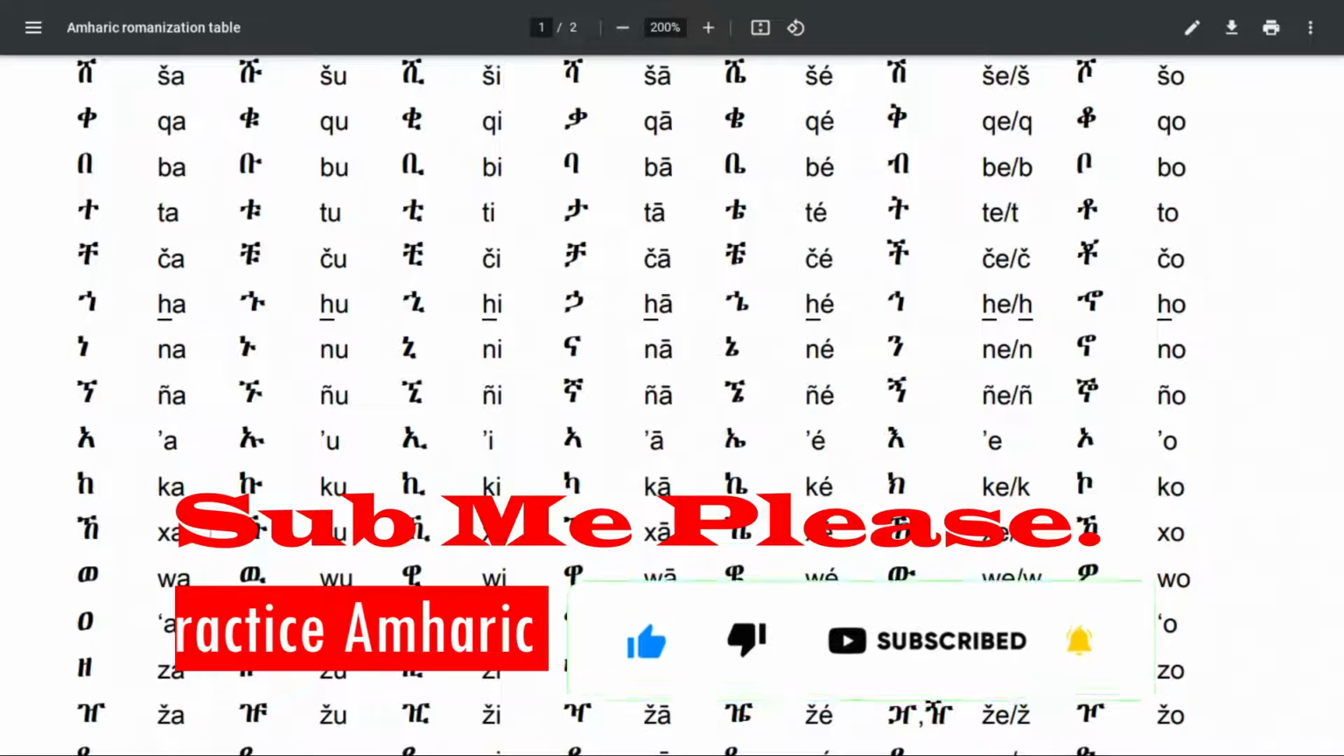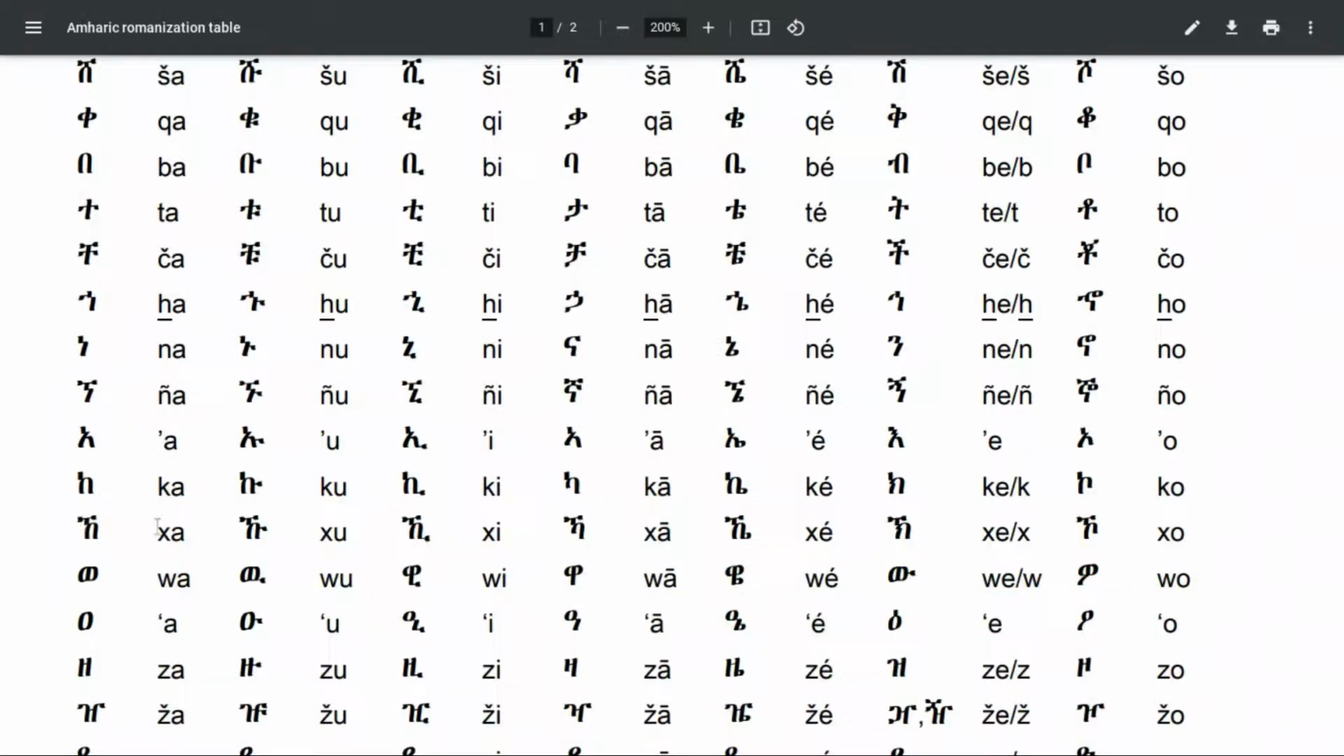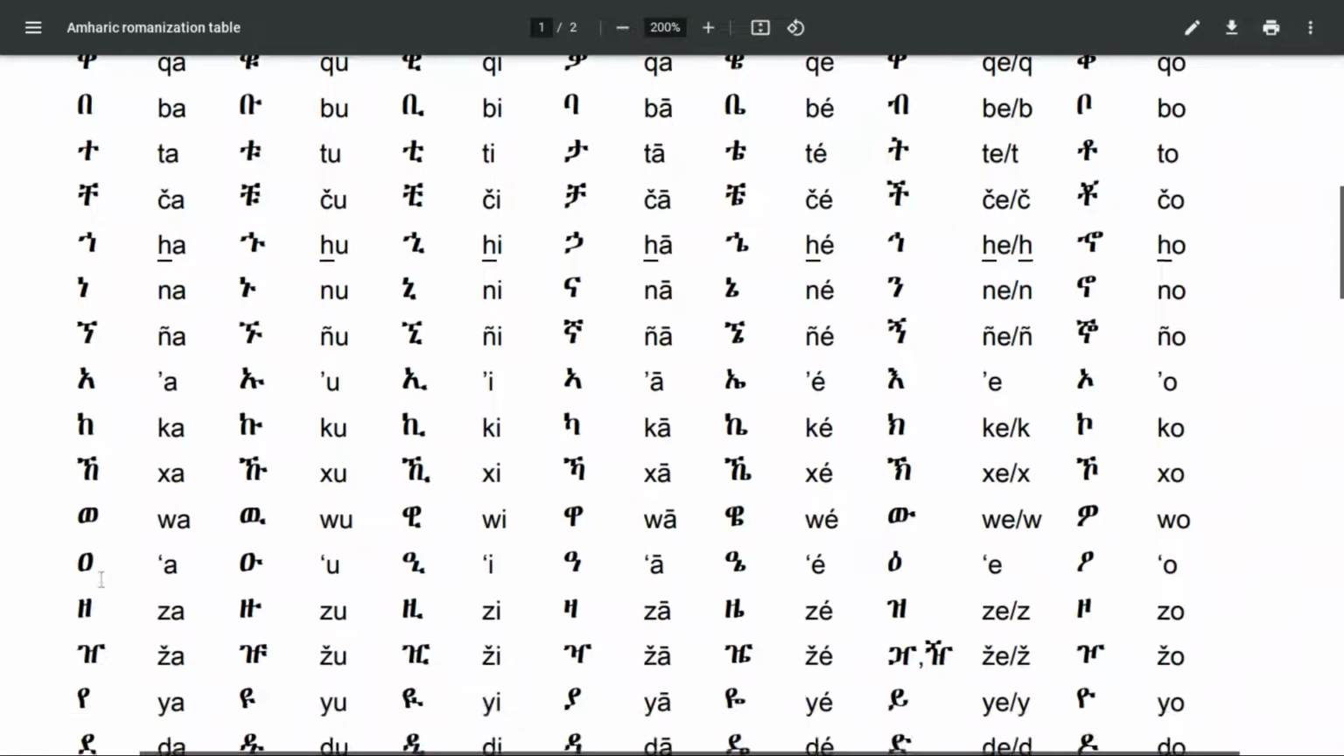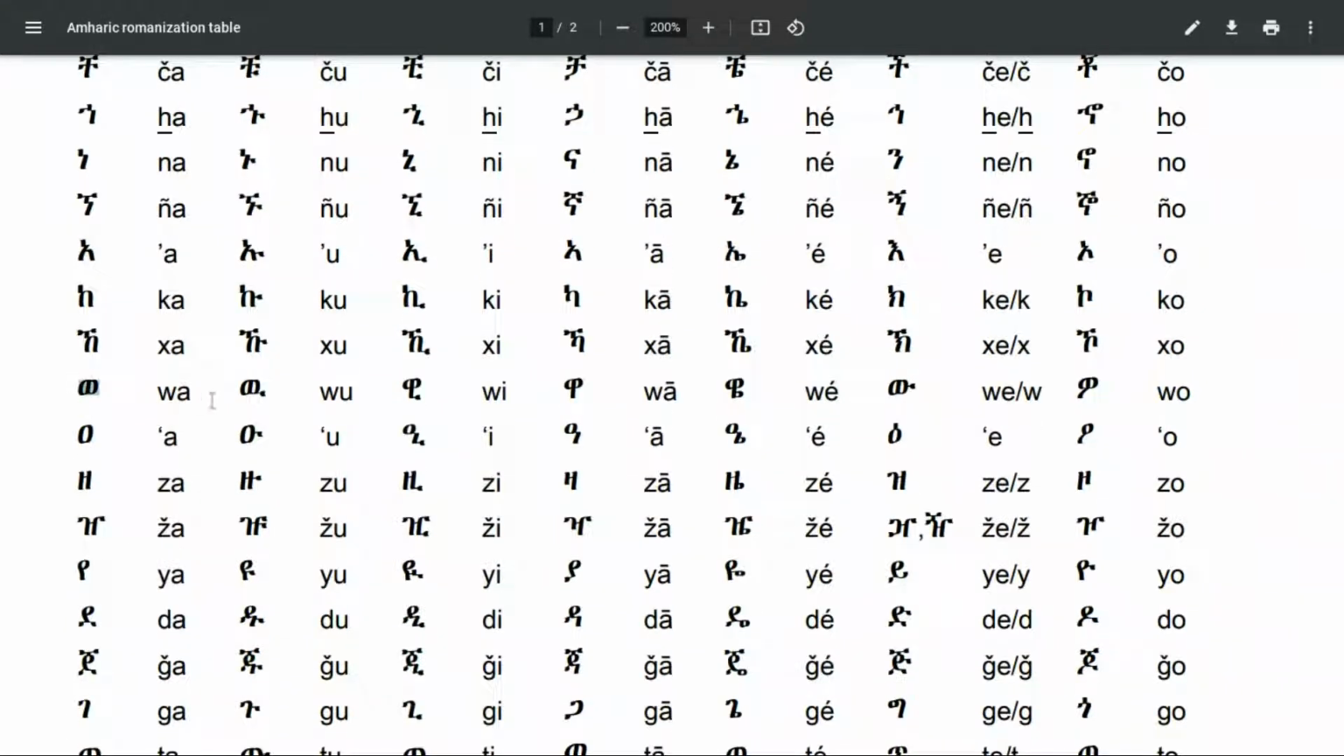The Tigrayan people and the Arabian people use this most of the time, but we don't use it in Amharic. Wa, which we use almost always. Wa, wu, wi, wa, we, w, wo, but it's a little bit weird to pronounce. Wa, wu, wi, wa, we, w, wo.